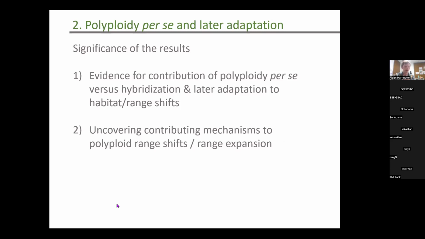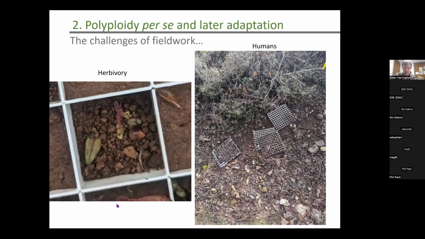And just for fun, I have some pictures documenting the challenges of this kind of field work. So some of these challenges are part of the interactions and part of the things that we actually want to measure, like herbivory. You can see this poor seedling got chewed down, or humans, which are not the kind of biotic interaction we're hoping to measure, but nonetheless, they can tear up grids and do other things.